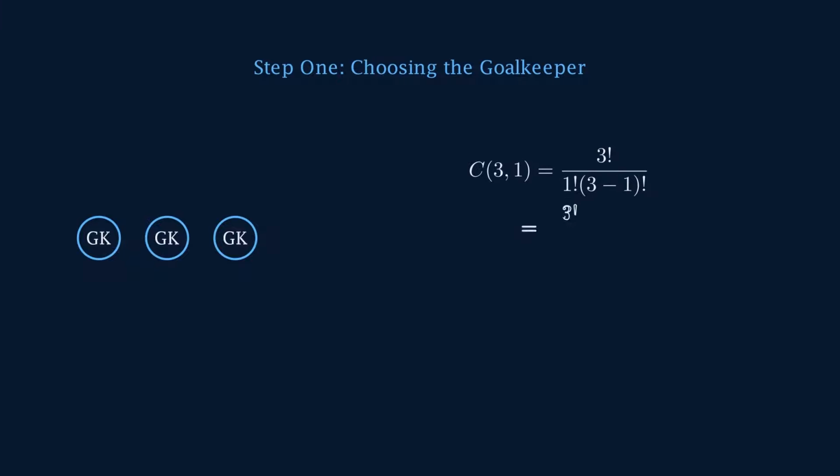Let's start with the first step. We have 3 goalkeepers available, and we need to select exactly 1. This is a combination problem, specifically a combination of 1 from 3. A combination of 1 from 3 equals 3, meaning there are 3 possible ways to select our goalkeeper. This selection is independent of the other choices we'll make.